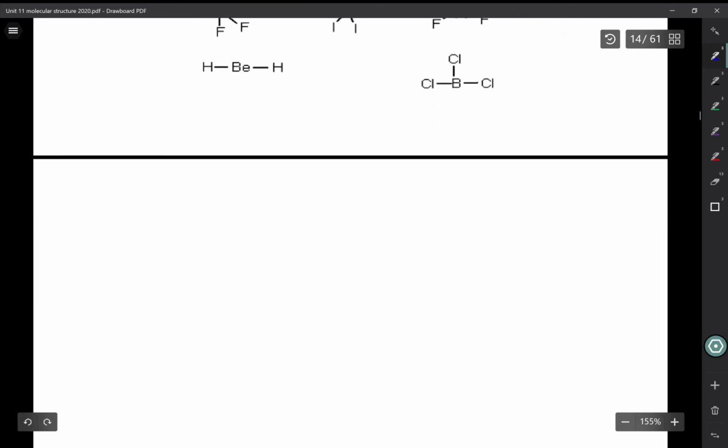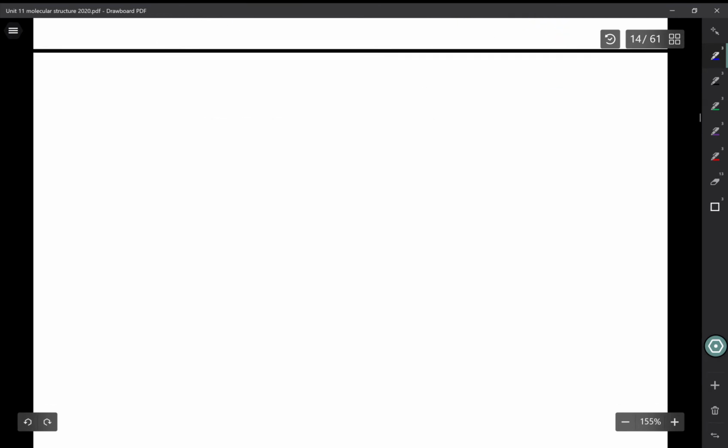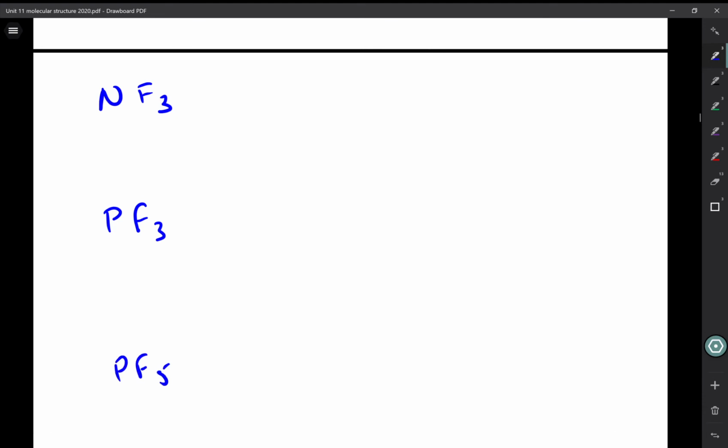Right. So now let's look at these compounds: NF3, PF3, and PF5. Okay. All right. So we look at NF3. Well, nitrogen has 5 valence electrons, and fluorine has 7 valence electrons.